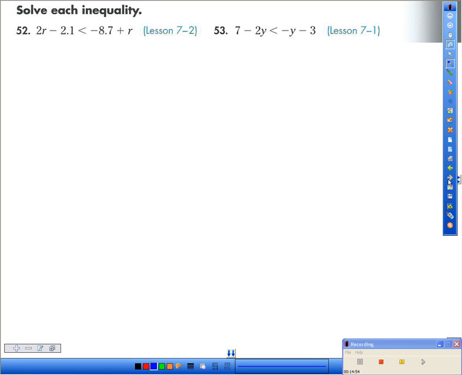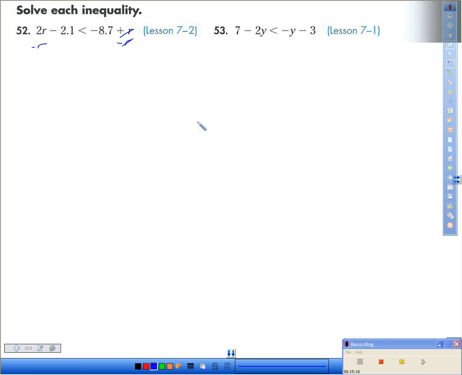Looking at the next two problems, we don't have any words to deal with in this. All we're needing to do is to solve the inequality. So if we want to solve the inequality on number 52, since we see a variable term on each side of the inequality, I want to get rid of one of those. It doesn't matter which one. I'll get rid of the smaller one on the right-hand side. So since we see plus r, I'll subtract r from the right, subtract r from the left.